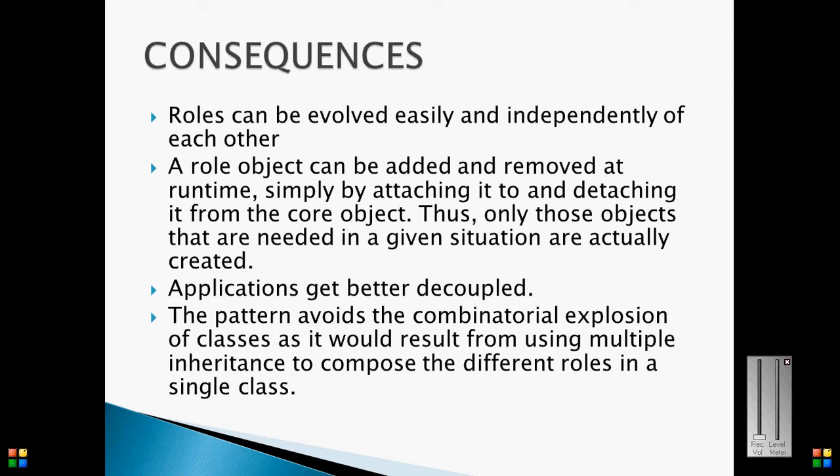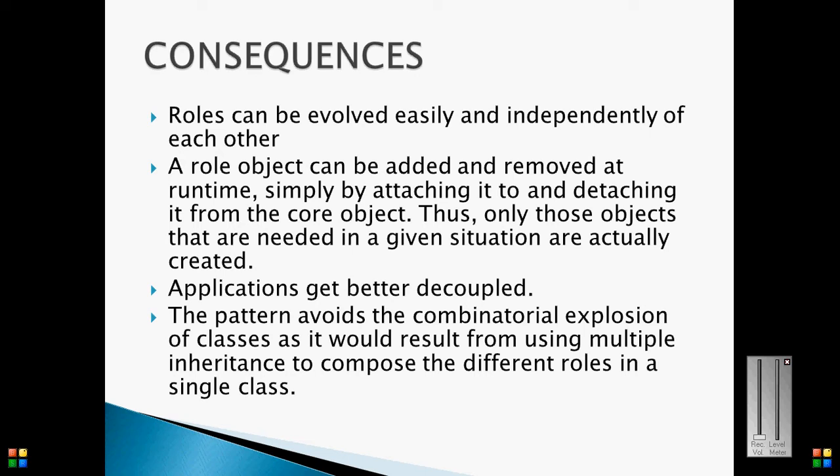The role object can be added and removed at runtime simply by attaching it to an object or detaching it from the core object. Thus, only those objects that are needed in a given situation are actually created. For example, for a particular period of time, you want the object to play a certain role, and later on, if you don't want it, you can just call remove. Once you attach the role, you do the role specific behavior, and you can always remove the role.